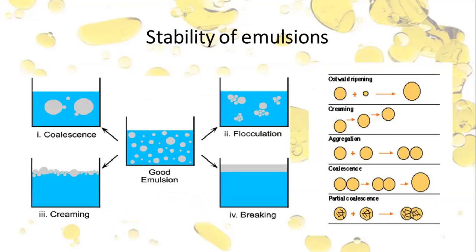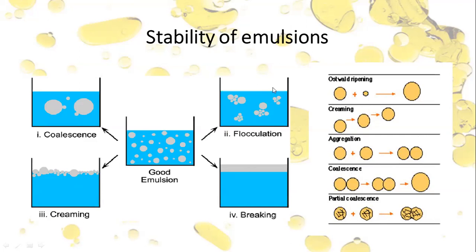These things happen in the case of stability of emulsions. First is coalescence, creaming, flocculation, breaking. I have told you previously about Ostwald ripening, creaming, and aggregation. Aggregation means joining to each other. After aggregation, coalescence is done. Then partial coalescence.